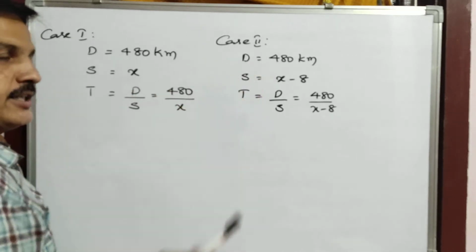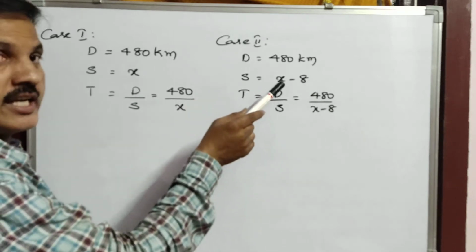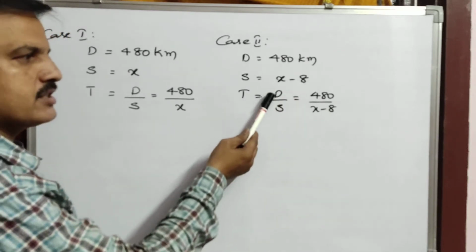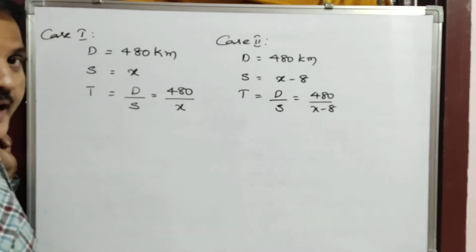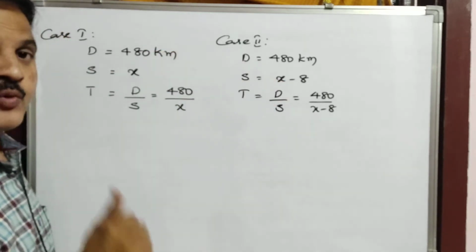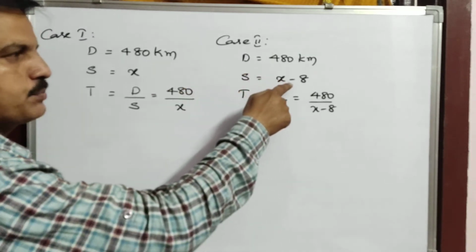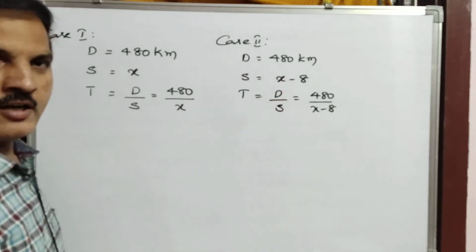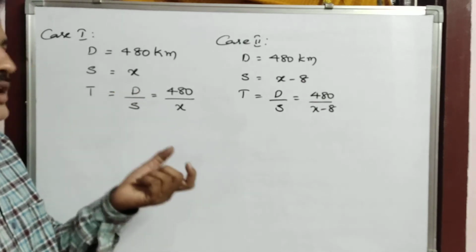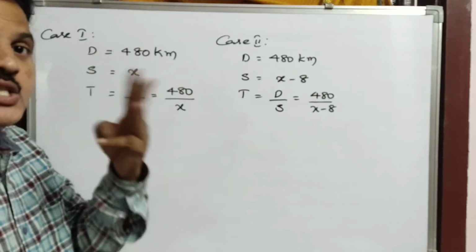Next, distance is 480, but the speed is less than before. How much? 8 kilometers per hour. That is speed equals x minus 8. Then time is distance by speed, that is 480 by x minus 8. Then when the speed is 8 kilometers per hour less, what happened? According to the question, compared to the actual time, it is taking 3 hours more.